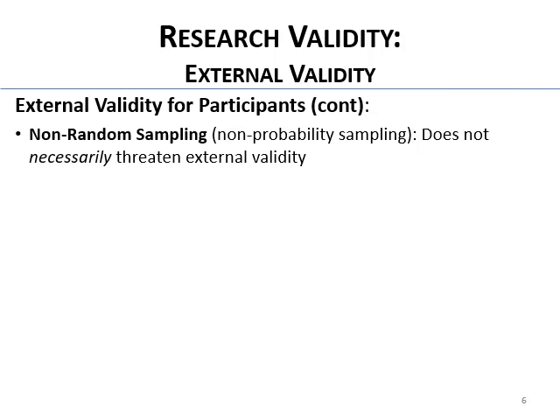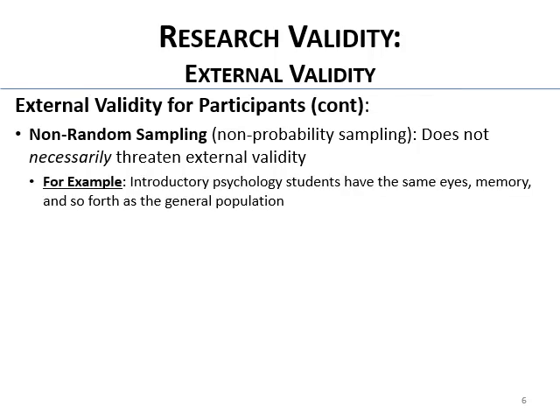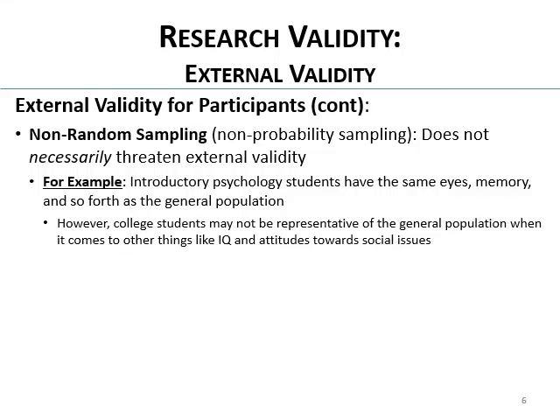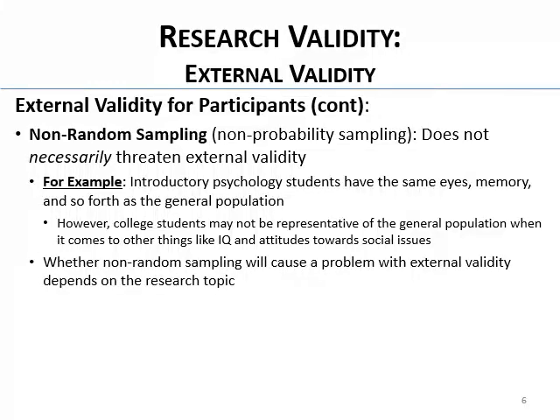So non-random sampling does not necessarily mean you don't have external validity. Remember, that was one of the methods we talked about in our earlier lecture, where you don't do things randomly. And just because it's not a random sample doesn't necessarily mean your results won't apply to other participants. Introductory psychology students do have the same eyes, memory, and so forth as the general population. However, studies on eyes and memory might generalize, but they might not be representative of the general population when it comes to other things like IQ and attitudes or social issues. So it depends on the topic sometimes whether your results will generalize.